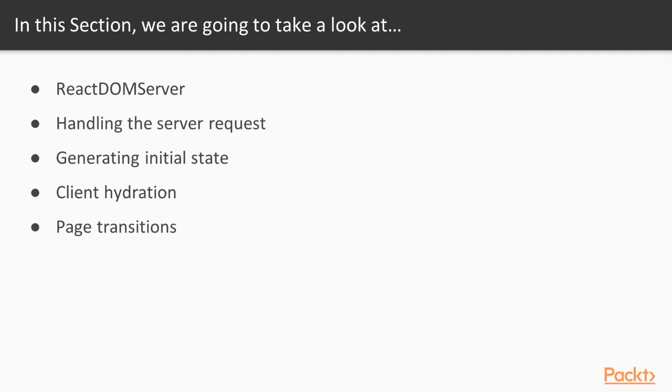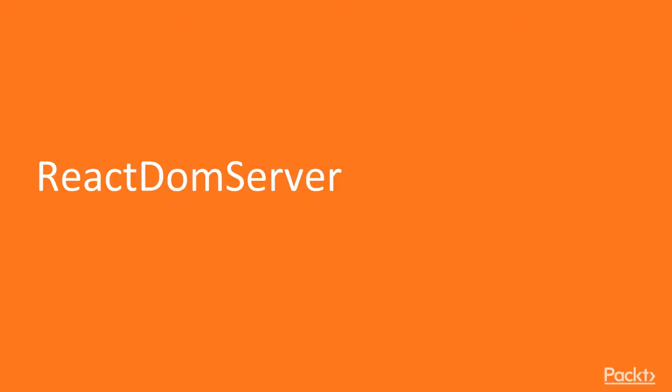We'll be building on what we've learned in the previous sections, looking at rendering React components on the server, handling the request on the server, generating the initial Redux state, hydrating on the client, and having the browser take over for client routing and page transitions. Each video will build on the other until we've built a fully universal JavaScript application.